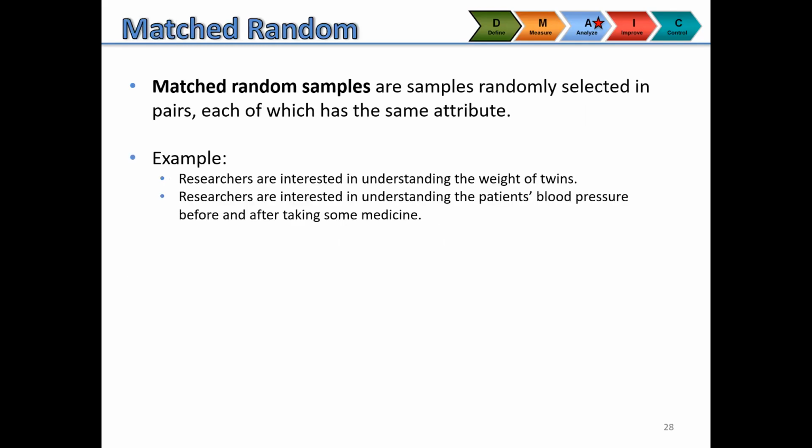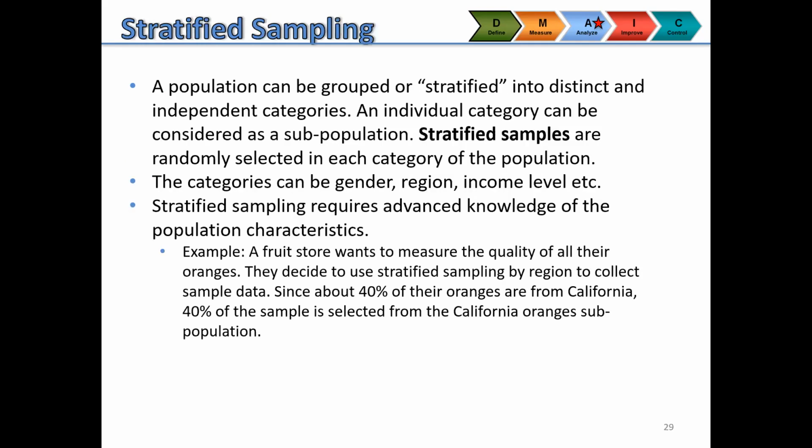Matched random samples are randomly selected in pairs, each of which has the same attribute. For example, researchers are interested in understanding the difference in weight between a set of twins, or a patient's blood pressure before and after taking some medicine. That's matched random sampling. Stratified is when the population can be grouped or stratified into distinct and independent categories, and each category can be considered a subpopulation.